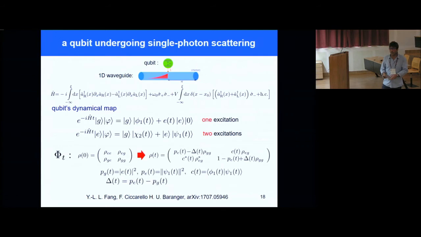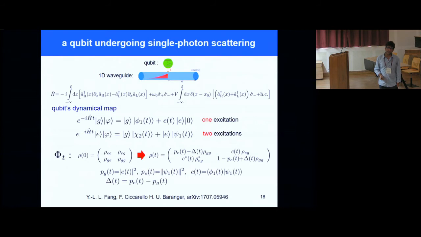Now, following a reasoning similar to the one I described in the spontaneous emission case, whenever you have an arbitrary initial state for your qubit, it turns out that the state at time t, describing the dynamical map, takes this form here. Okay, so this is the dynamical map. This is what we call the scattering dynamical map. The scattering dynamical map depends on three time functions. We have this PG, PE, and C.